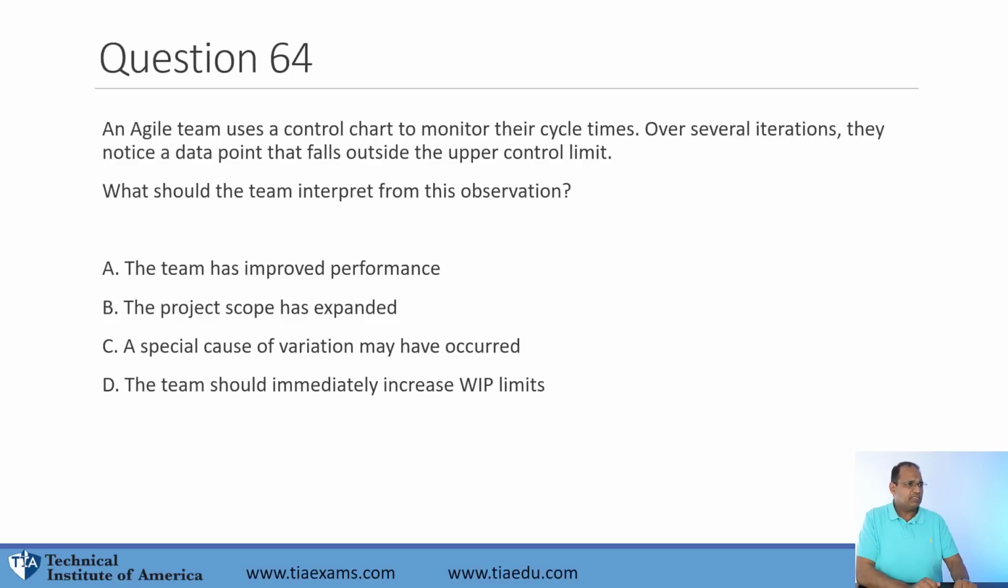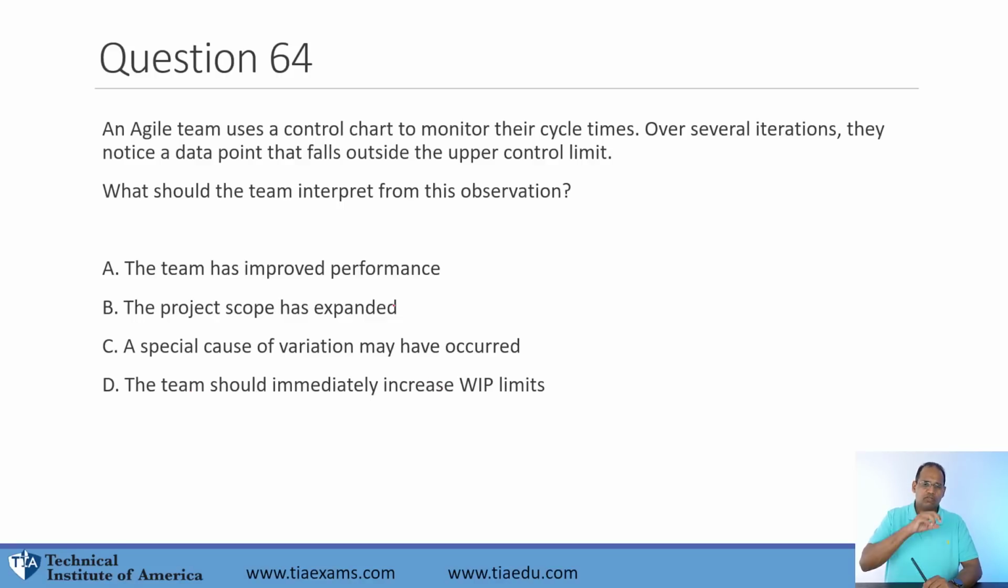Question: an agile team uses a control chart to monitor their cycle times. Over several iterations, they notice data points that fall outside of the upper limits. How do you interpret that? What should the team interpret from this? The team has improved performance. The project scope has been extended. A special cause of variation has occurred. The team should immediately increase work per limit.